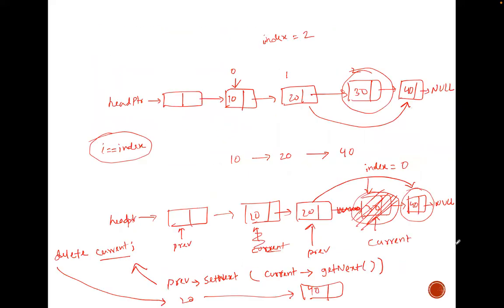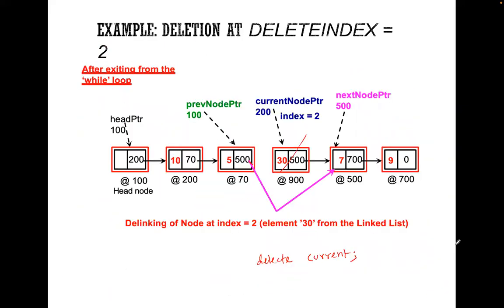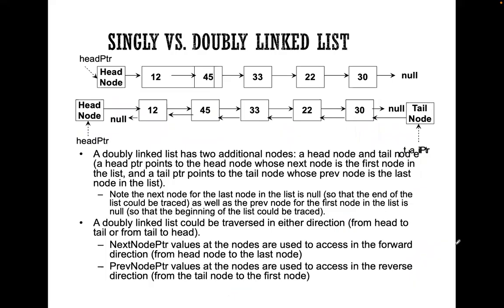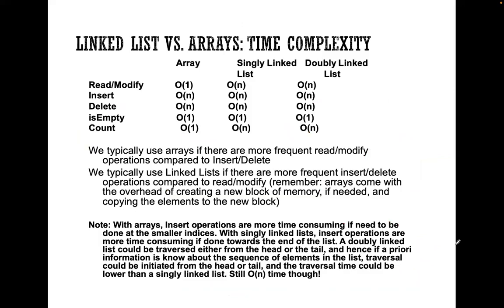So these are all of the operations. We can insert an item in the linked list. We can insert an item at the end of the list or in the middle of the list at a given position. We can read or modify a particular value. Given an index, we can read or modify a particular value in the list.